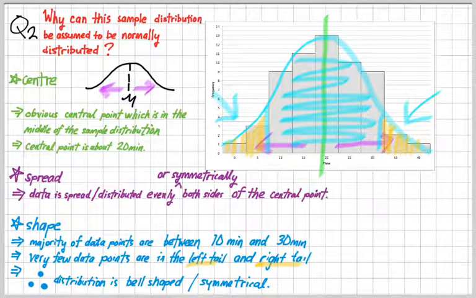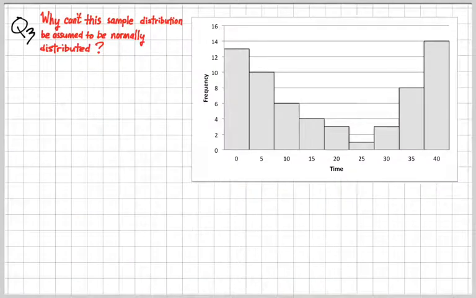So these three things of center, spread, and shape should be what you need to have in your mind in order to answer a question similar to this. So let's consider one more case. Question 3. Why can't this sample distribution be assumed to be normally distributed? Now if you look at it, it looks nothing like the picture in the previous question.